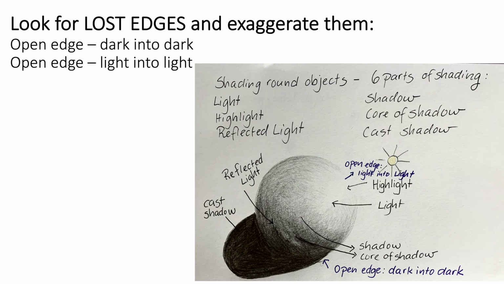So here, look for the lost edges and exaggerate them. Have the courage to lose them and get rid of a harsh outline. Your eye will complete the form when an edge looks lost. So you can see an open edge where it's light into light, close to the highlight. And then on the bottom of your sphere, you can see an open edge, dark into dark.